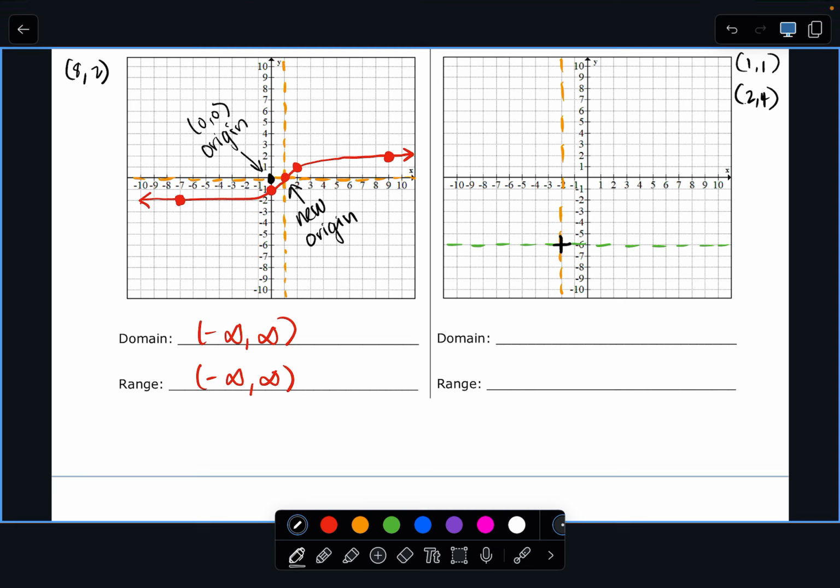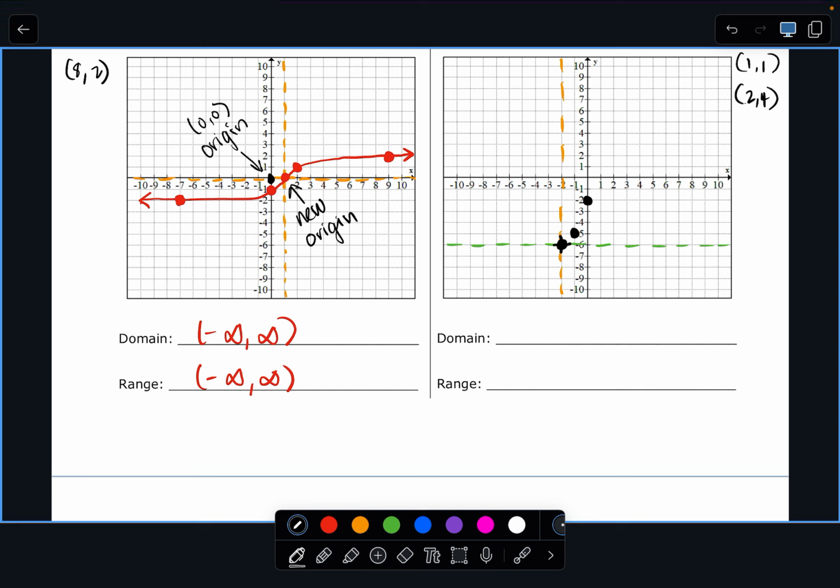Now, from this new origin is where we draw our key points. So if I wanted to plot, quote unquote, 0, 0, that's going to go at the intersection of these two shifts. I always go positive first. The next point would be 1, 1. So I'm going to go right 1, up 1. And the next point for a quadratic is 2, 4. So I'm going to go right 2, up 1, 2, 3, 4.